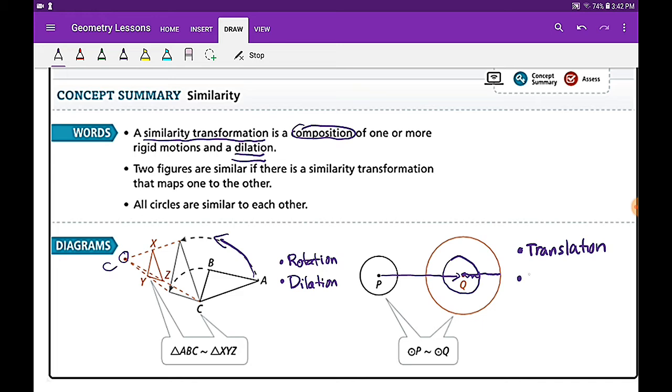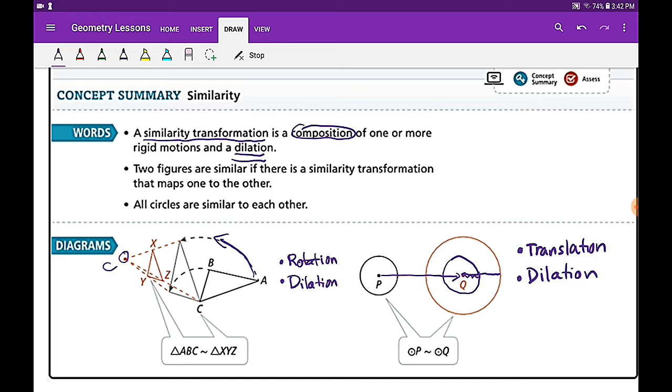And when we are multiplying lengths by the same magnitude or number, that's a property belonging to a dilation. So we have a dilation. So a combination of translation and dilation maps circle P to circle Q, and therefore they are similar, or it's kind of obvious.